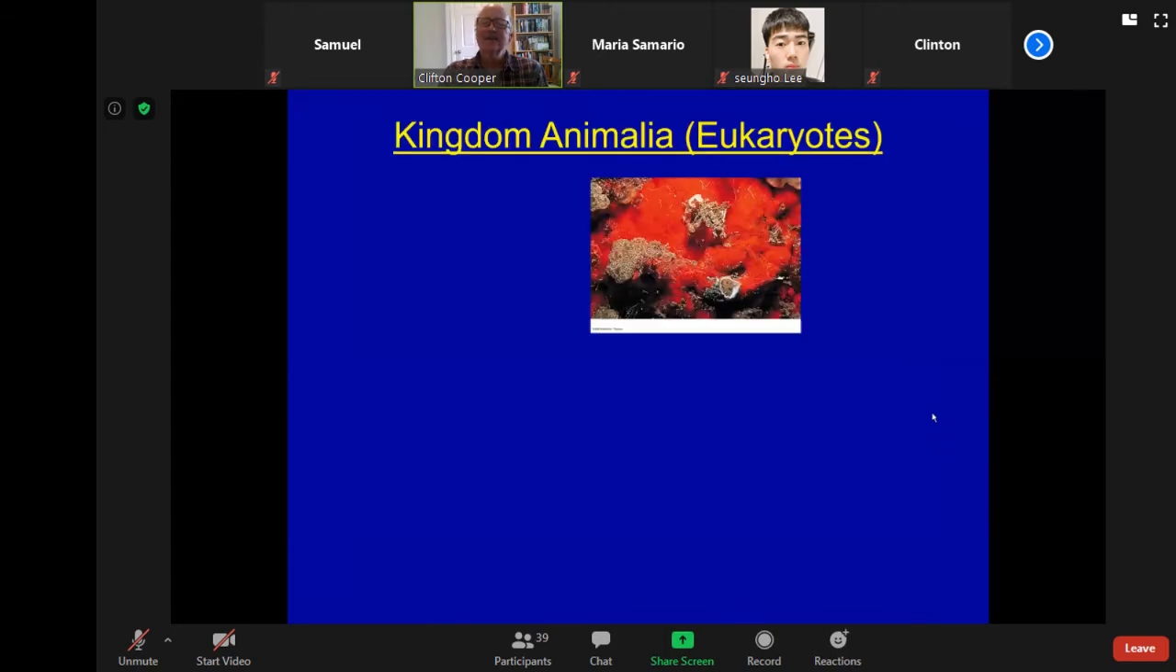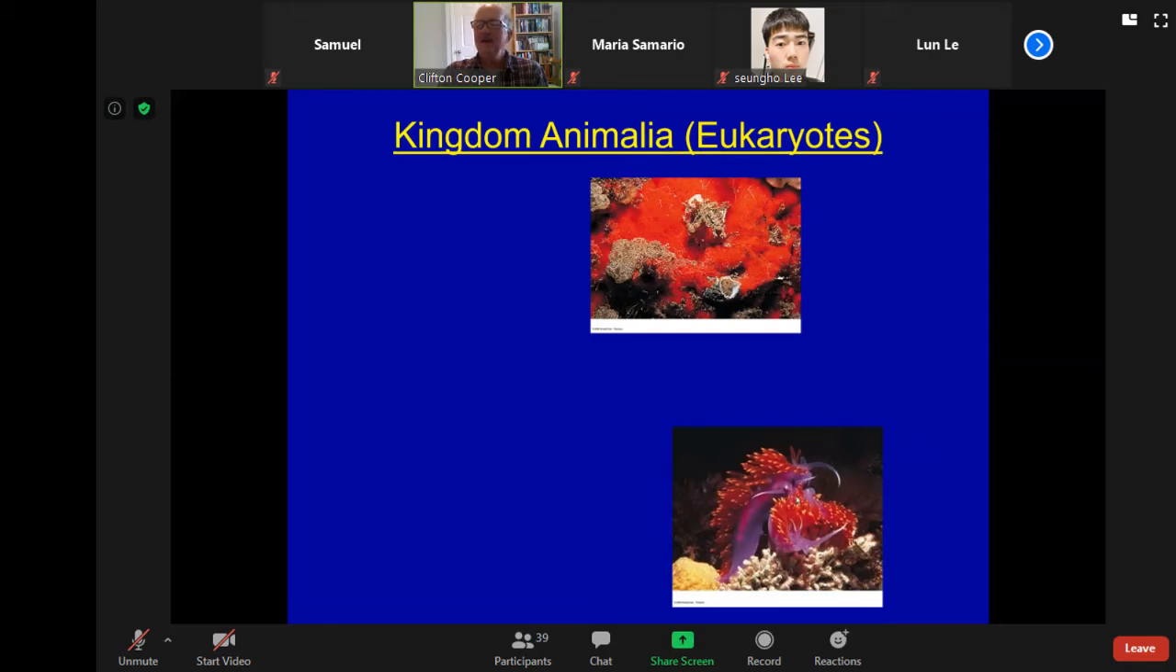Animals, right there, you're looking at an animal, believe it or not. Any guess what that is? Coral? It's actually a sponge. Yeah, you're close. This is actually a sponge. Sponges are considered to be very simple animals. Then here we've got something commonly known as a sea slug or a nudibranch, and those are more obviously animals. For instance, the sponge just sits there, the nudibranch moves around.